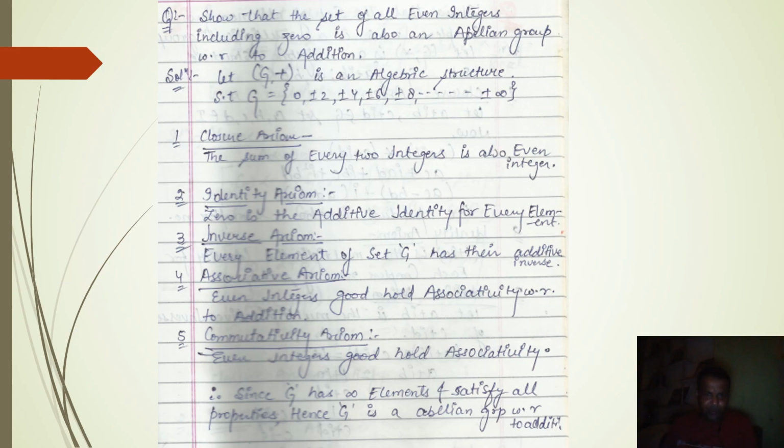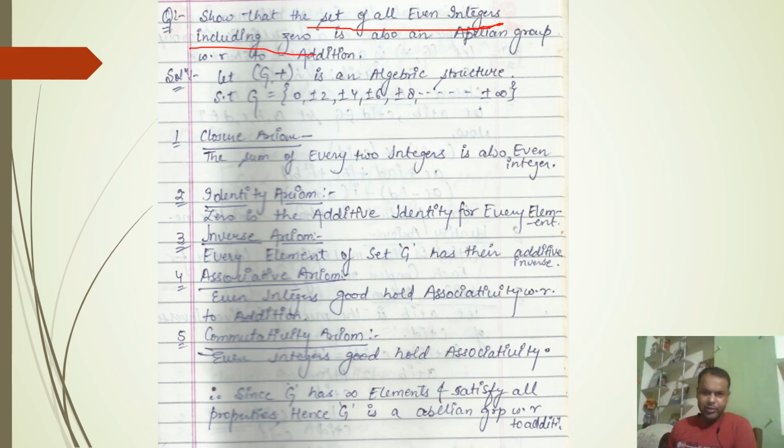Let us see one more problem based on infinite group. Here the problem is we have to prove that the set of all even integers, please note that now the set will contain only even integers including 0. It means we can have 0, 2, 4 and so on, and on the opposite side we can have -2, -4 and so on.